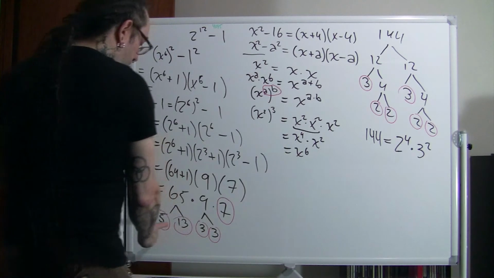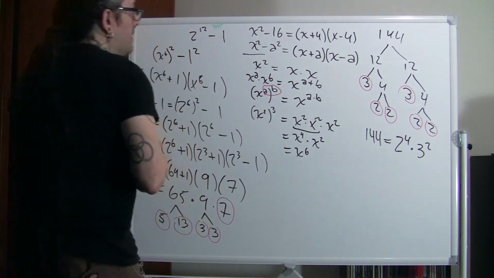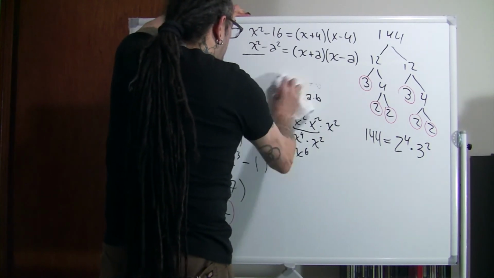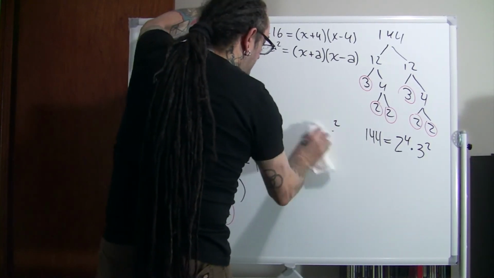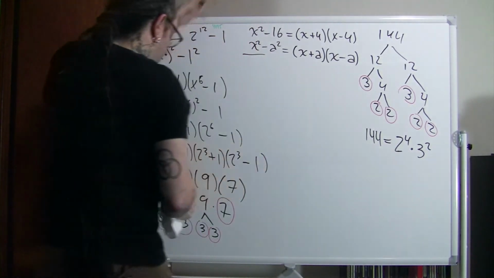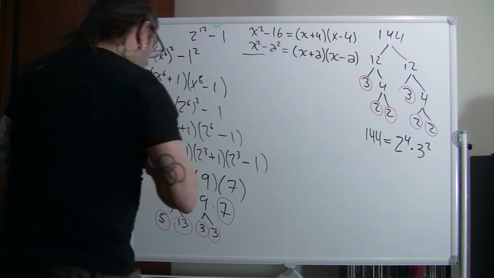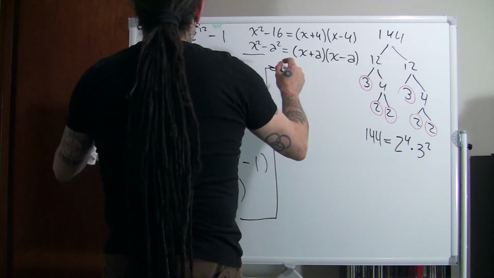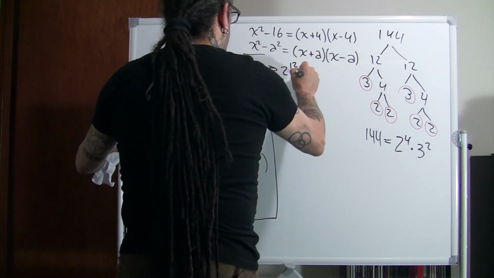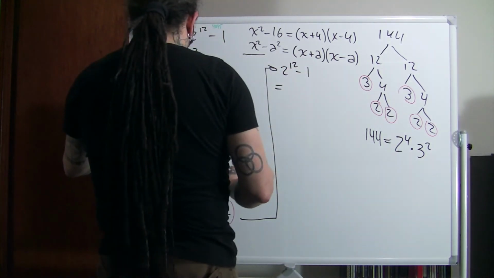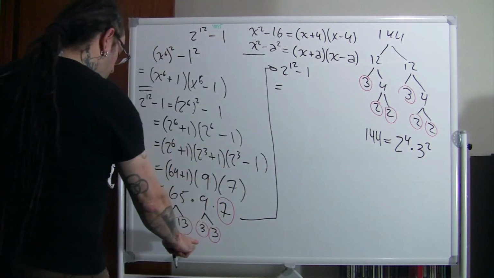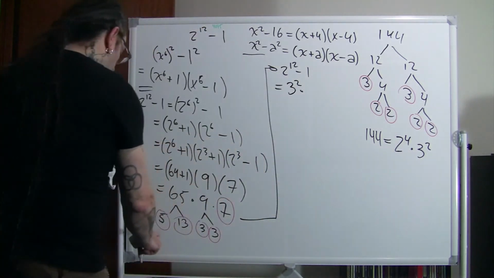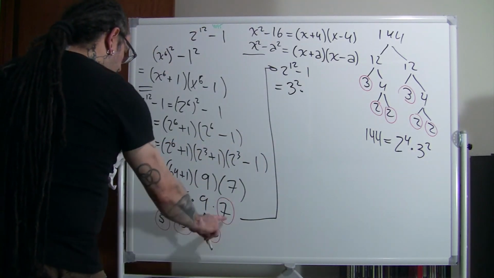So I'm going to erase this and then bring this up here. Yeah, I'll just erase this part because this was the rules of exponents. So what we're saying is, I'll bring this up here, that 2 to the 12th minus 1 equals 3 squared, right? I have two 3's, so it's 3 squared times 5 times 13 times 7.